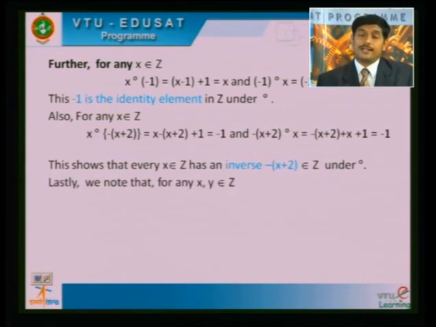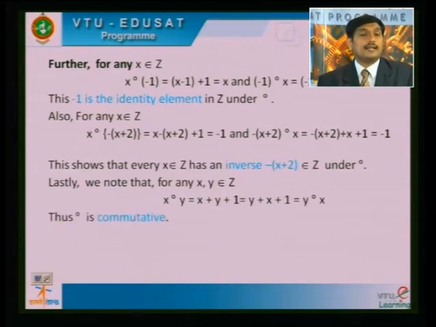Lastly, we note that for any x, y belonging to the integers, x star y equals y star x, which means it has the commutative or abelian property. Hence, we say that the composition is a commutative group.